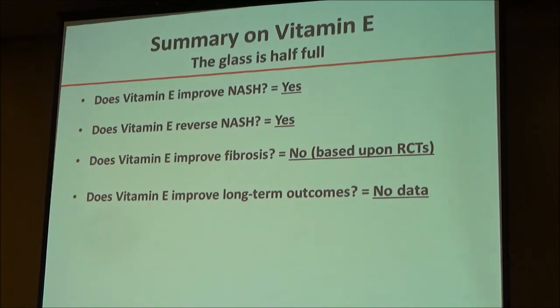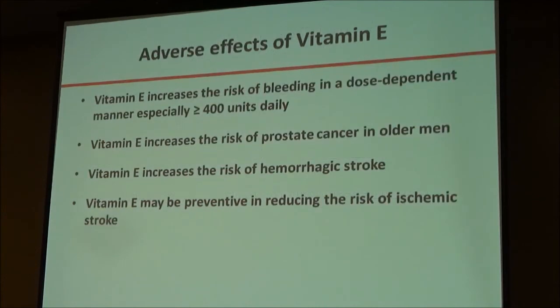So to summarize, does vitamin E improve NASH? Yes. Does it reverse NASH? Yes. Does it improve fibrosis? We have no randomized controlled trials right now to say that it does reverse scarring in the liver. And does it improve long-term outcomes? Again, no data right now to substantiate that.